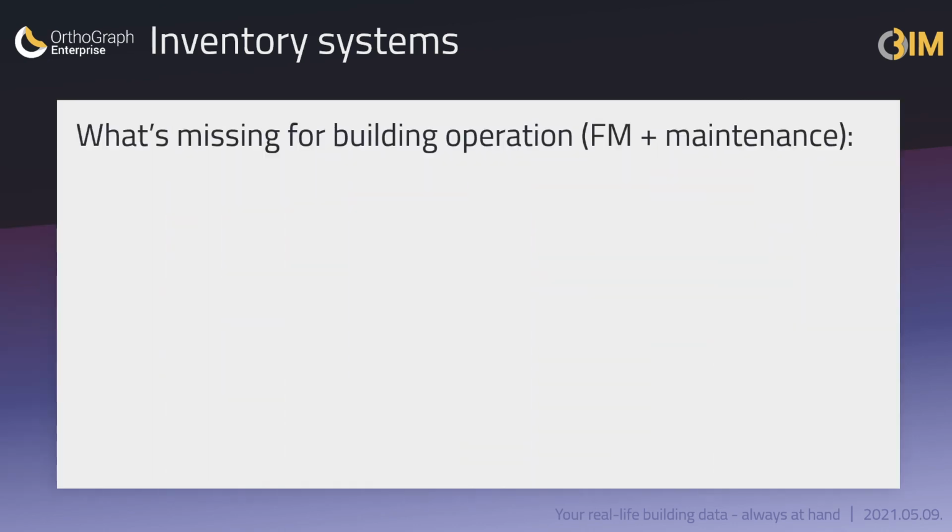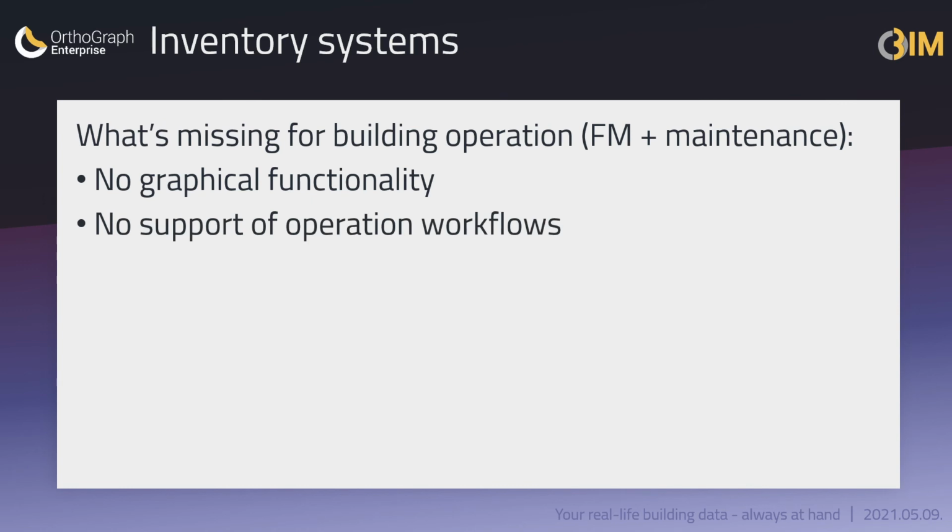Let's see a list of what's missing from the asset inventory system for building operation. First of all, the graphical position of all assets and the floor plans that are the base of operation. Operational workflows are lacking graphical information.